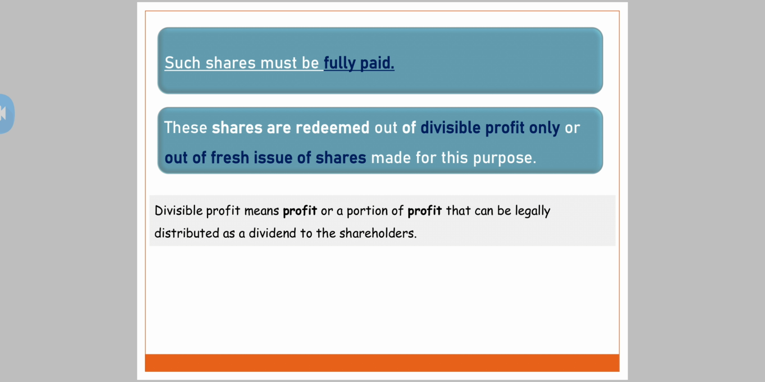Fresh issue of shares means the company can again issue a few more equity shares and pay the amount from this fresh issue. Now, divisible profit means profits or a portion of profit that can be legally distributed as dividend to the shareholders. From the amount which is kept aside to pay the dividend to the equity shareholders or to the preference shareholders, from that amount only the company is supposed to redeem redeemable preference shares.